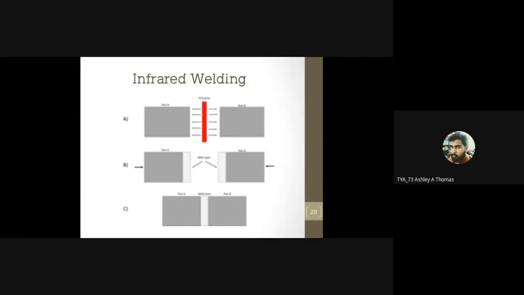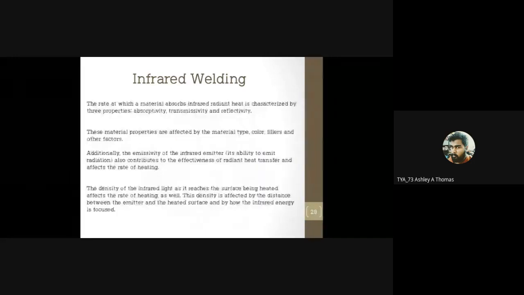Similar to the laser beam, only here also contact is not required. You can consider this like hot plate welding. What was happening in hot plate welding? In hot plate welding, we keep the surfaces in contact with the plate. Here, that contact is not required. You just keep the infrared source close to the surface, and it will emit infrared rays which are reflected, absorbed, or transmitted by the surface. Based on the ratio of reflection, transmission and absorption, heat is generated, then pressurize the two surfaces and welding is possible.